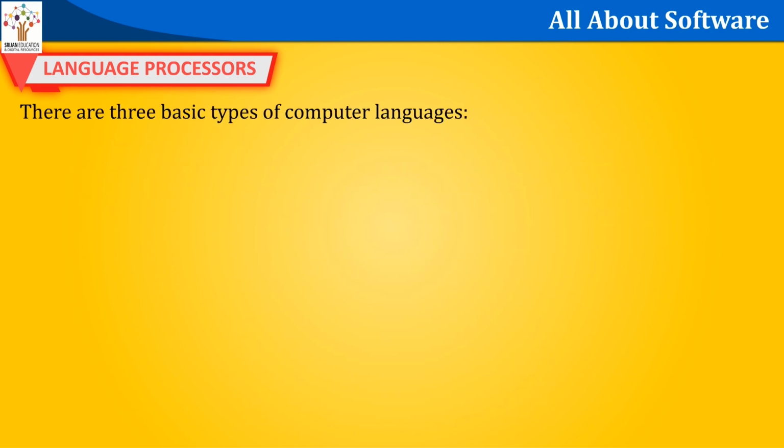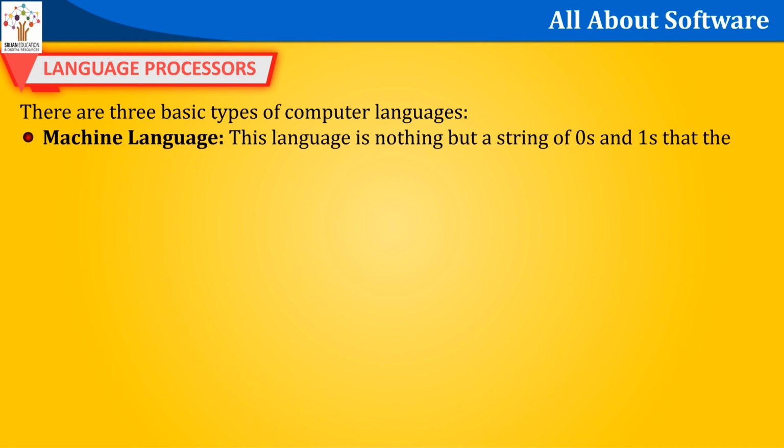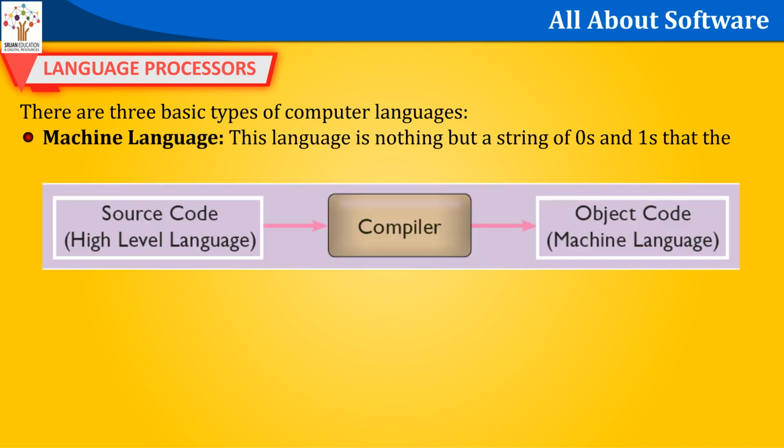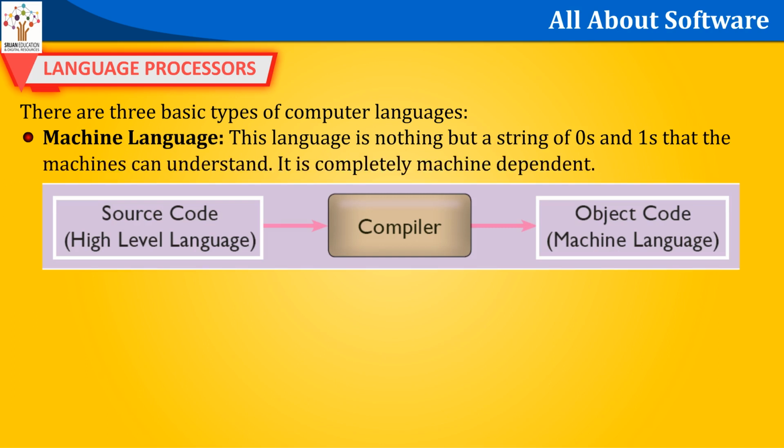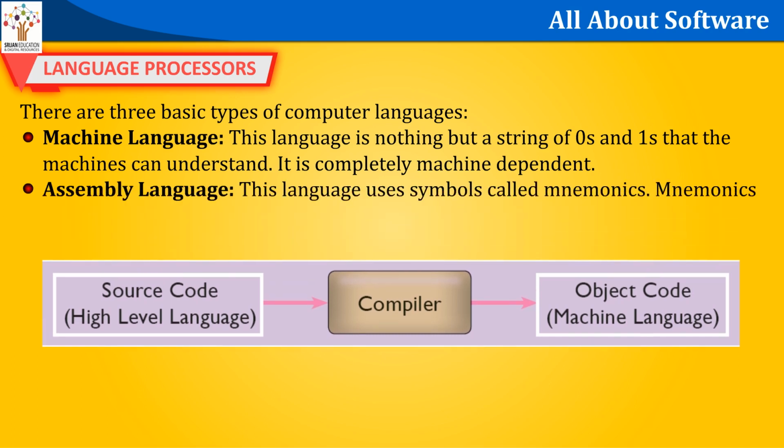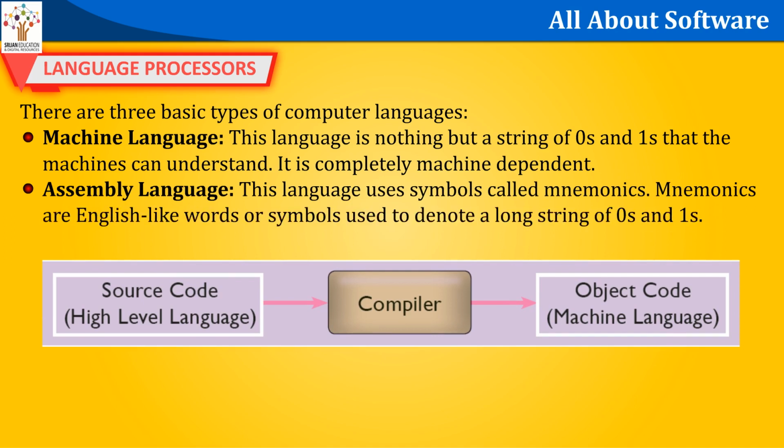There are three basic types of computer languages. Machine language. This language is nothing but a string of zeros and ones that the machines can understand. It is completely machine-dependent. Assembly language. This language uses symbols called mnemonics. Mnemonics are English-like words or symbols used to denote a long string of zeros and ones.